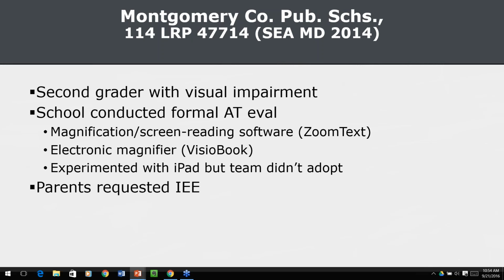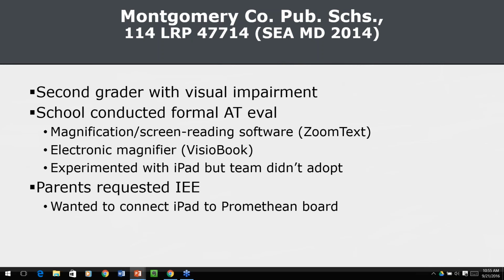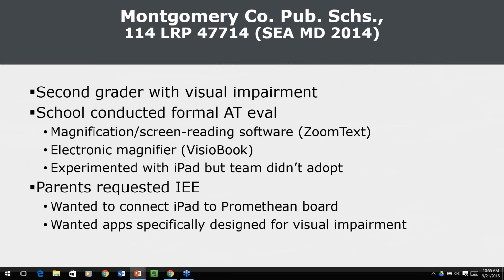Parents requested then an independent evaluation. If you do a formal AT evaluation, parents are entitled to ask for an independent education evaluation. And really what the parents were after was to give this girl an iPad that would let her connect with the Promethean board in the classroom so that she could see on the iPad what the teacher was putting up on the board. The parents also wanted apps that were specifically designed for students with visual impairments. They thought that that would be better than using apps that could be applied across multiple technologies.